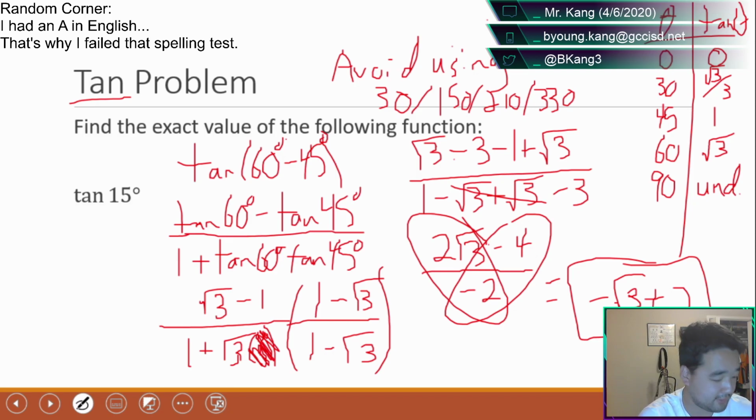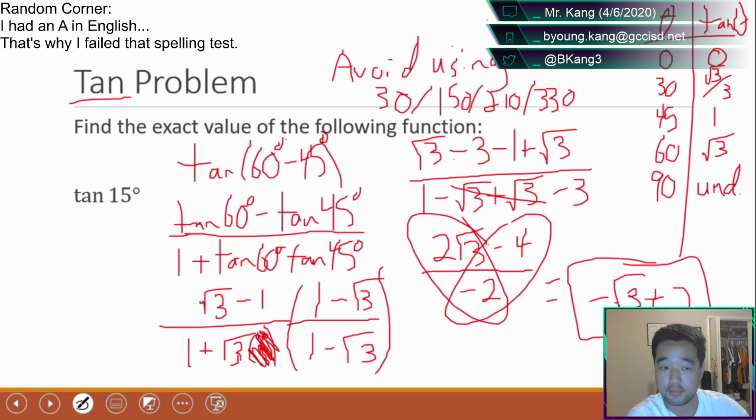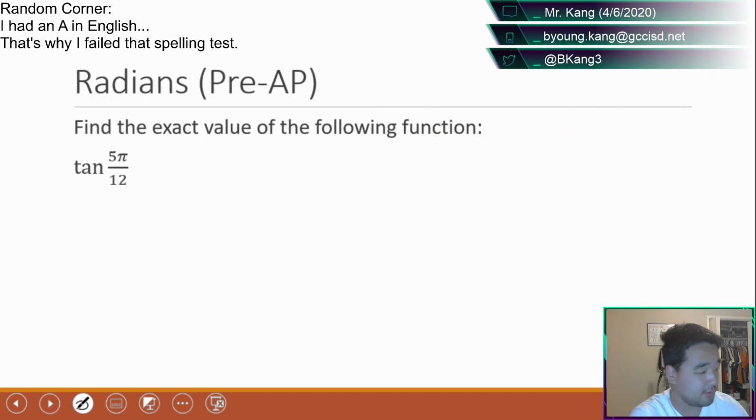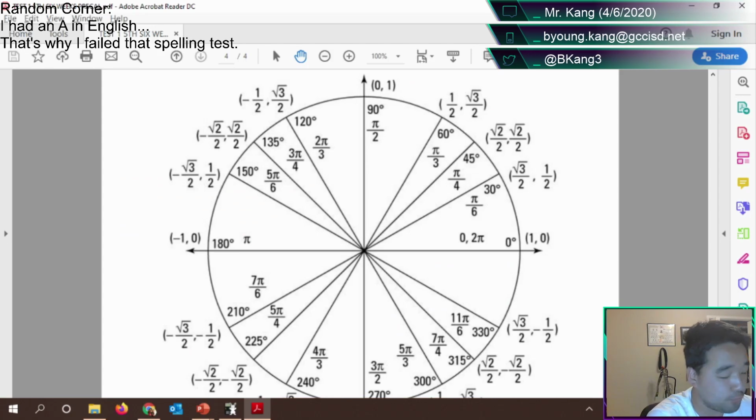And I guess we'll go to the last slide now. So, pre-AP. So you get to do radians for half of your homework. So it's the same exact work, right? The middle of the problem is exactly the same, except 5 pi over 12, so you need to come up with 2 radians that add or subtract to 5 pi over 12. And again, it's a tangent problem. We're trying to avoid pi over 6, 5 pi over 6, 7 pi over 6, 11 pi over 6 as much as we can.